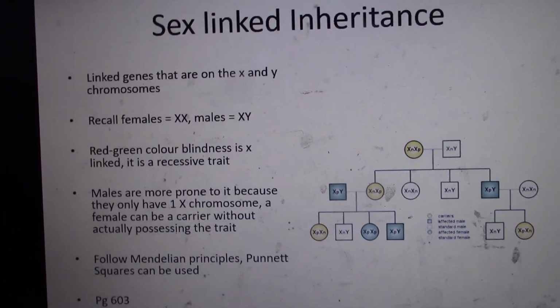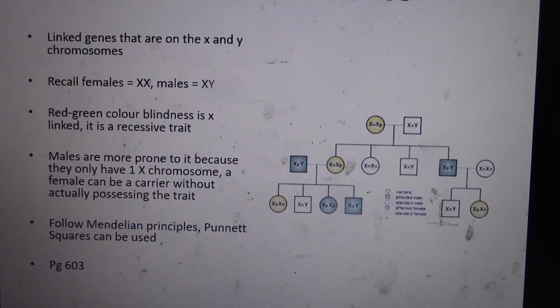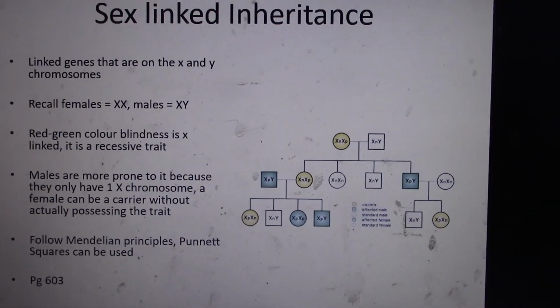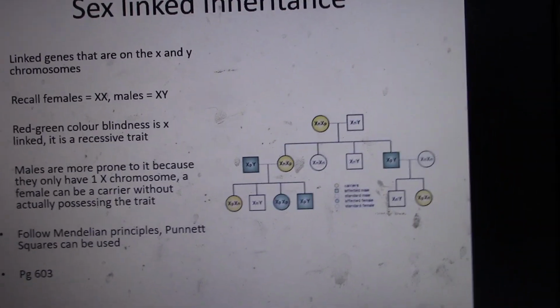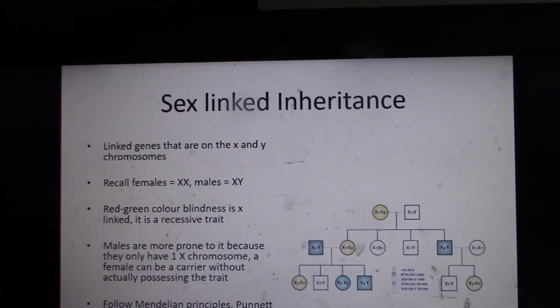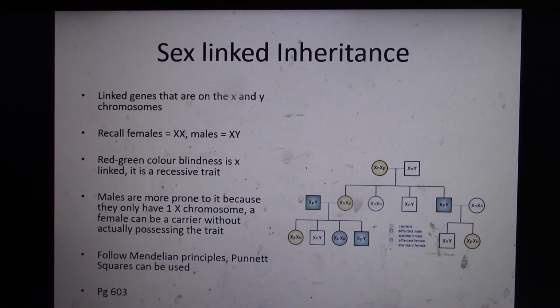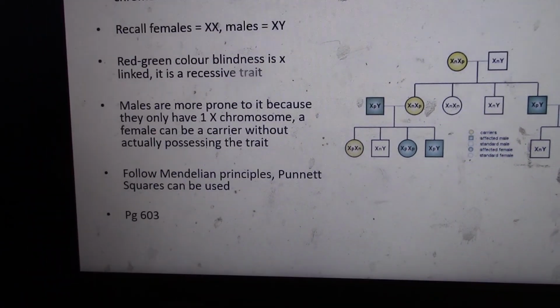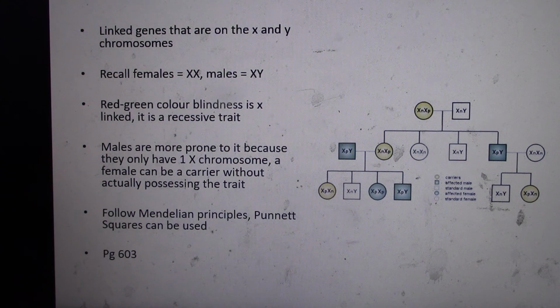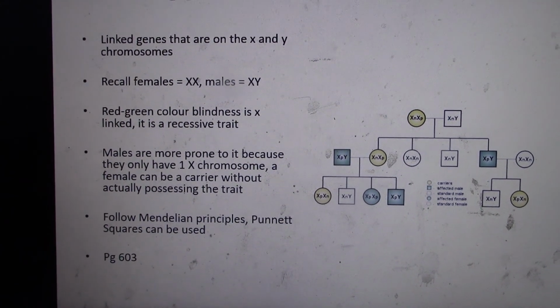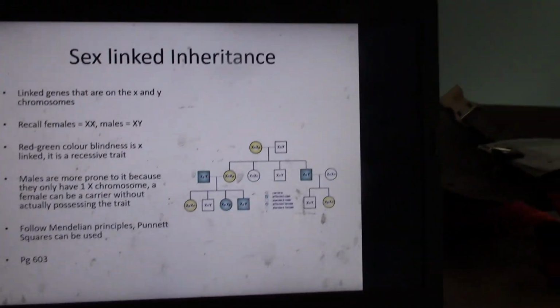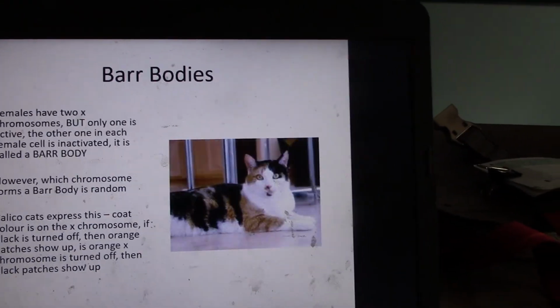But some traits are X-linked, so they exist on the X and Y chromosomes. They don't exist on the autosomal chromosomes, so 1 through 22. These are on chromosome pair 23. So we have sex-linked traits with monohybrid crosses. Some common examples of monohybrid traits that are X-linked: red-green color blindness. There's a couple other examples that I'm going to discuss.